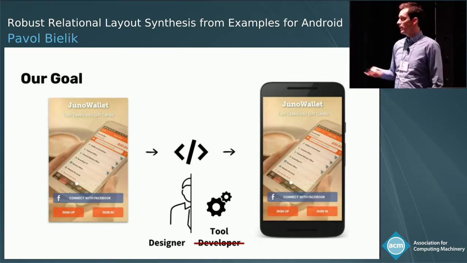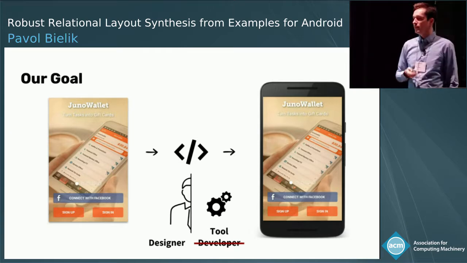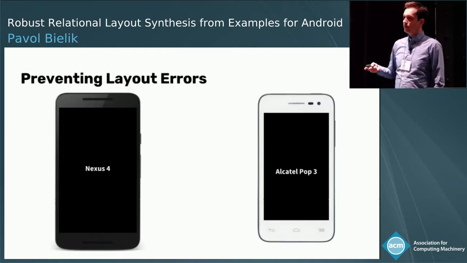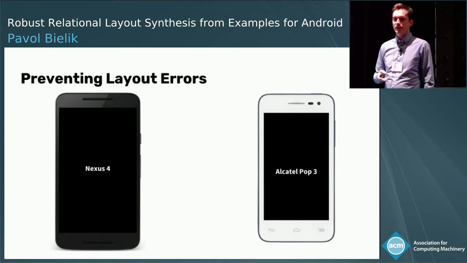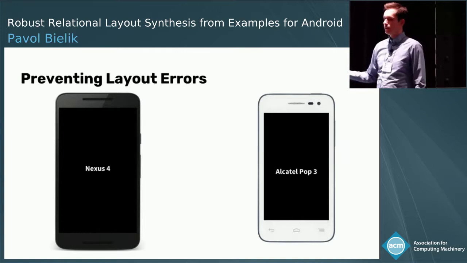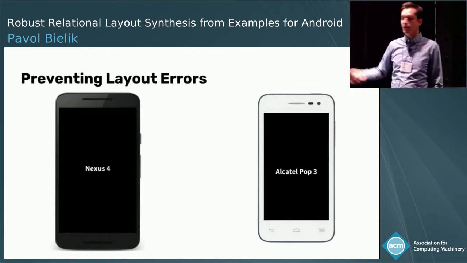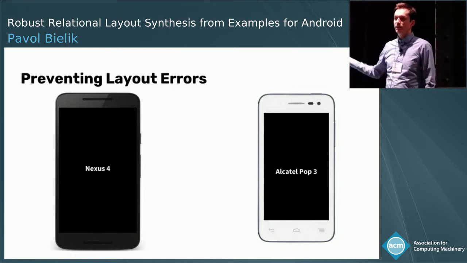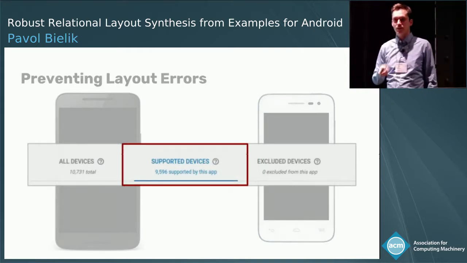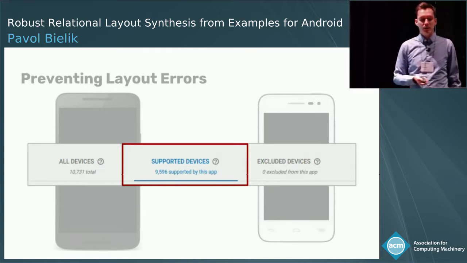So the first one is if a developer has to do this manually, the developer can make mistakes. And the reason why the developer can make mistakes is that you are not creating a layout for one device, but you're actually creating a layout for a lot of devices. So for Android, if you design something for Nexus 4, you have to take into account all the devices that have, for example, smaller size or bigger size. And there are not only two devices as in this picture, but in fact, for Android, there are almost 10,000 different devices that you have to support, right? And this creates a lot of effort on the part of the developer that has to figure out how to do this.